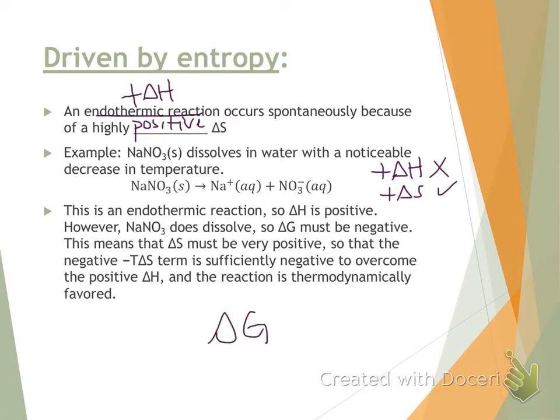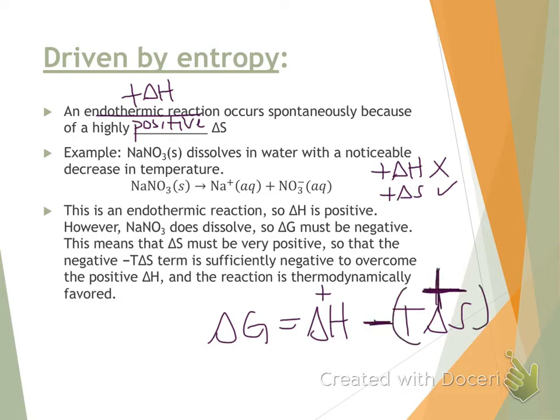If we look at our delta G equals delta H minus T delta S, delta H is positive. We're subtracting another positive factor here, but this positive factor that we're subtracting is bigger than the positive delta H because our entropy change is driving that reaction, so the overall delta G ends up negative, making the reaction thermodynamically favorable.